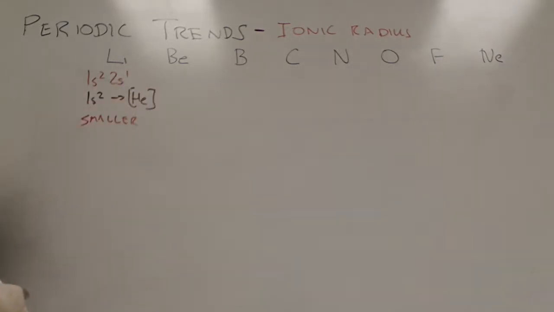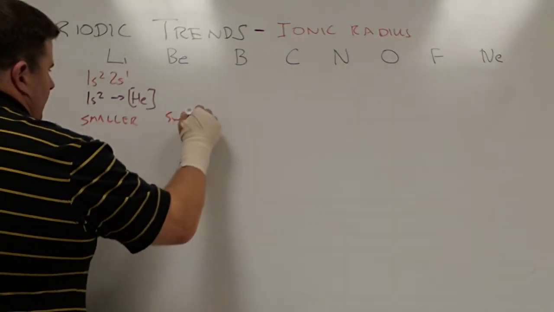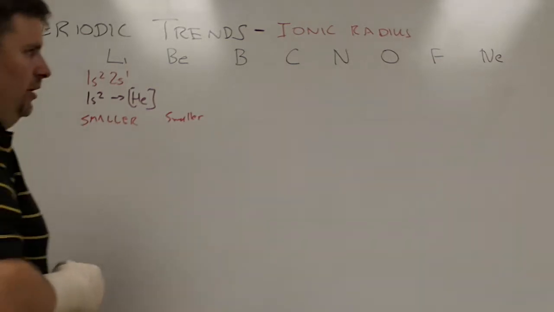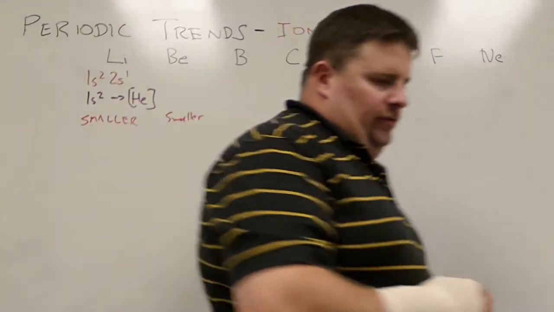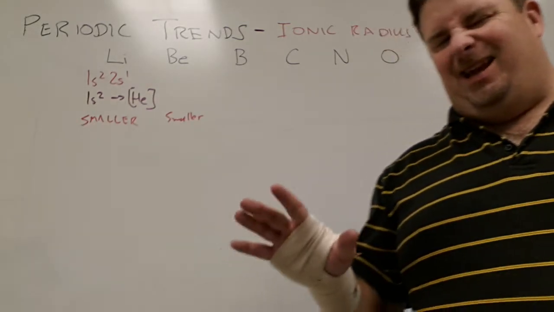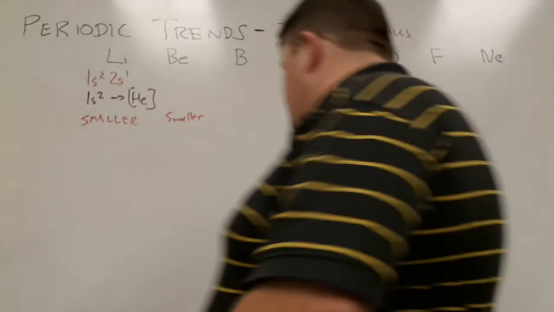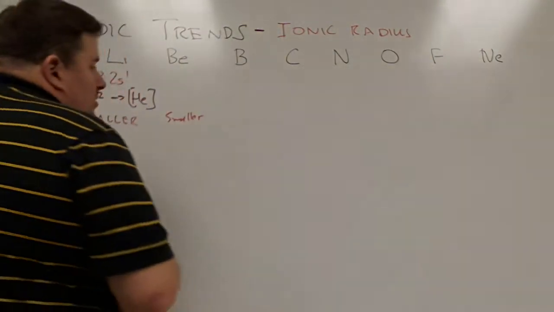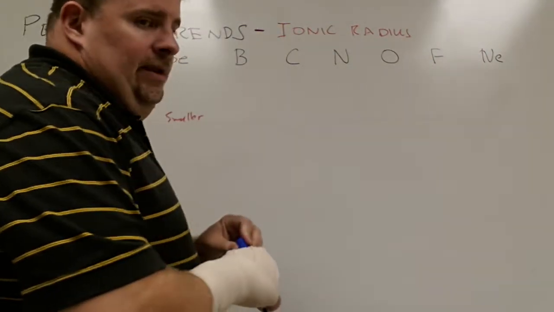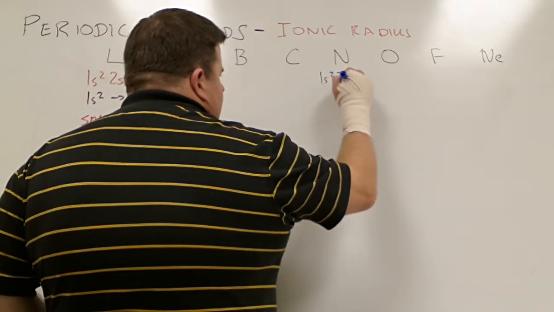So what about beryllium? Beryllium, same type of thing. So this is going to be smaller as well. And then we look at boron, carbon, nitrogen, oxygen, and fluorine. Okay? I'm not going to talk about those the same way that I was talking about these other ones. All right? As a matter of fact, I'm going to skip this and just go straight over here to nitrogen, oxygen, and fluorine.